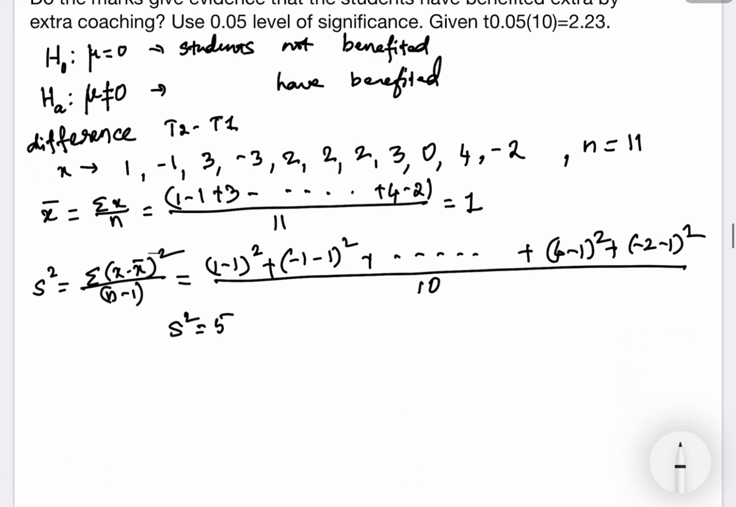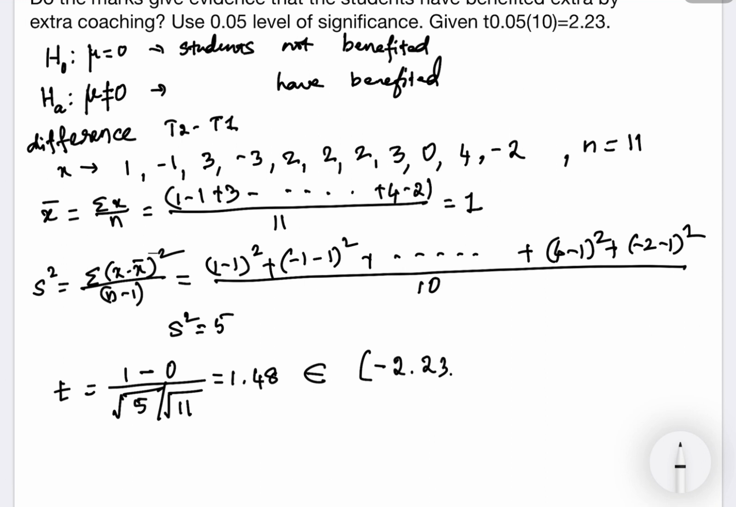And t is calculated as X bar, which is 1, minus mu equal to 0, divided by S, which is root 5, divided by root of N, which is 11, and it is found to be 1.48. And we need to check whether this belongs to minus t critical, minus 2.23 comma 2.23, and we observe that 1.48 belongs to this interval. We are going to accept the null hypothesis.